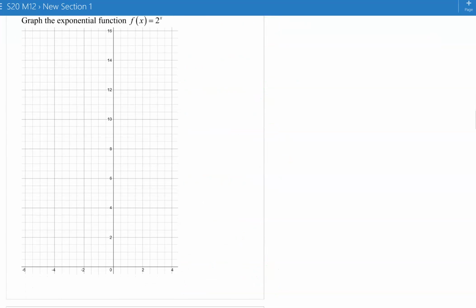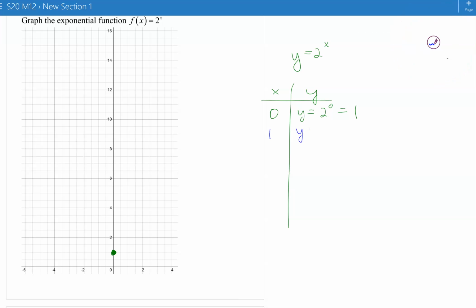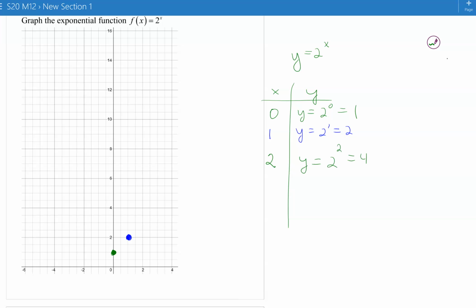Okay, so let's go ahead and make a quick graph of y equals 2 to the x. So we'll make a little x and y table. When x is 0, y equals 2 to the 0, which is 1. So we know 0, 1 is a point on our graph. Then when x is 1, y equals 2 to the 1, or 2. So the point 1, 2 is a point on our graph. Then when x is 2, y equals 2 to the 2. So the point 2, 4 is a point on the graph.